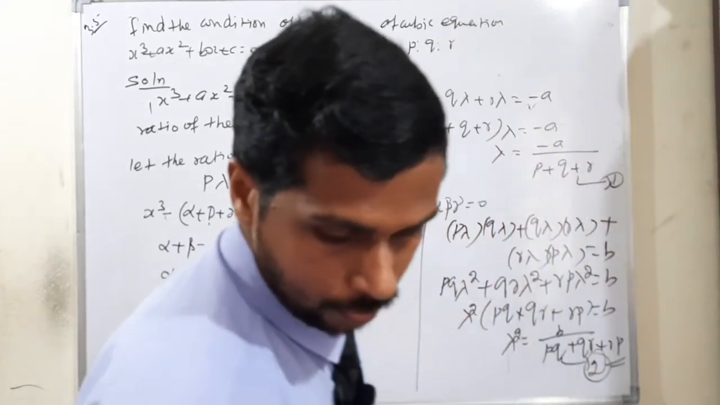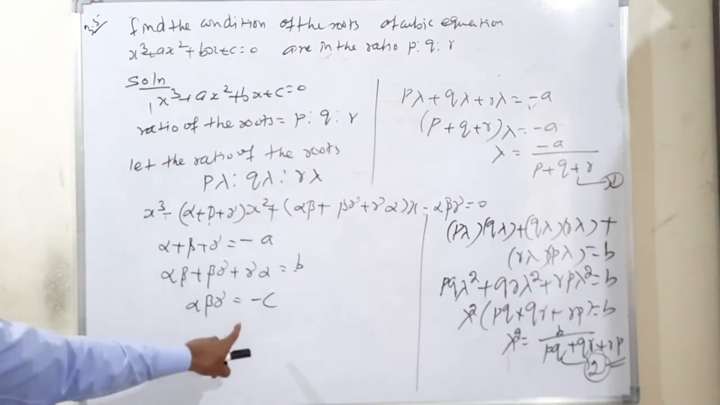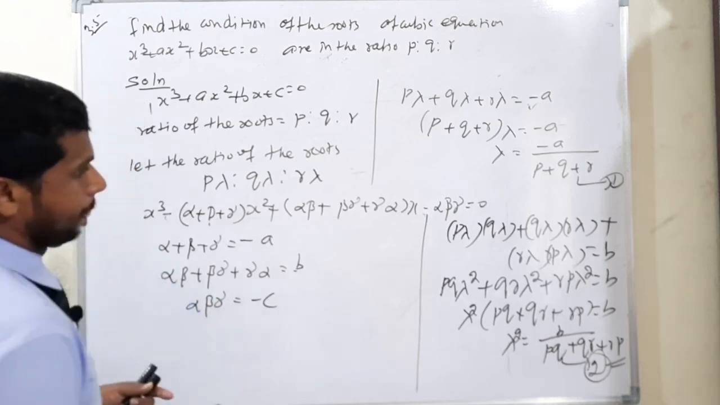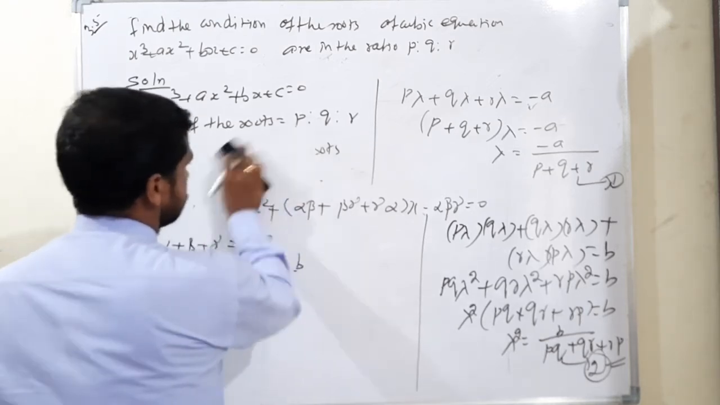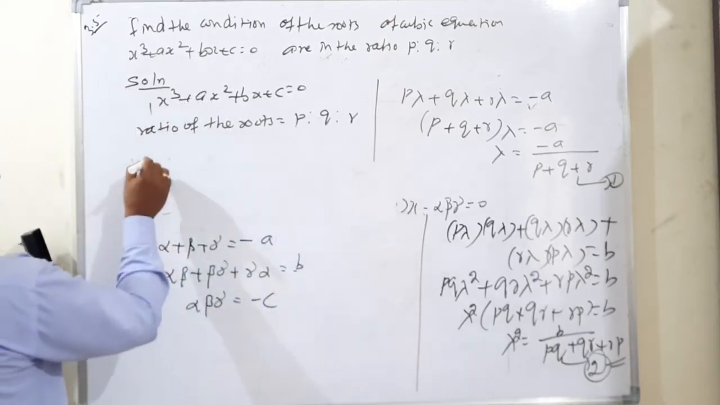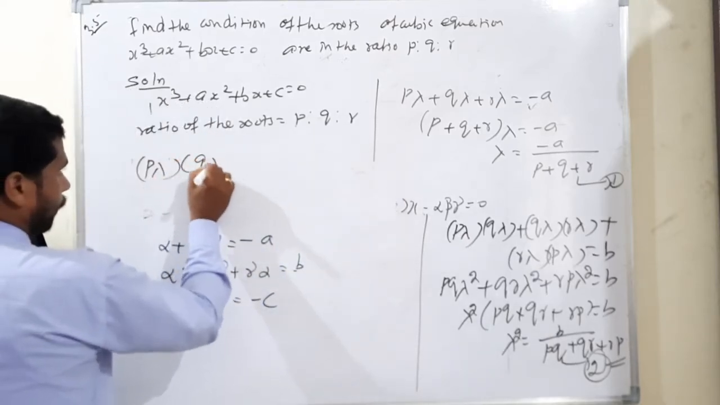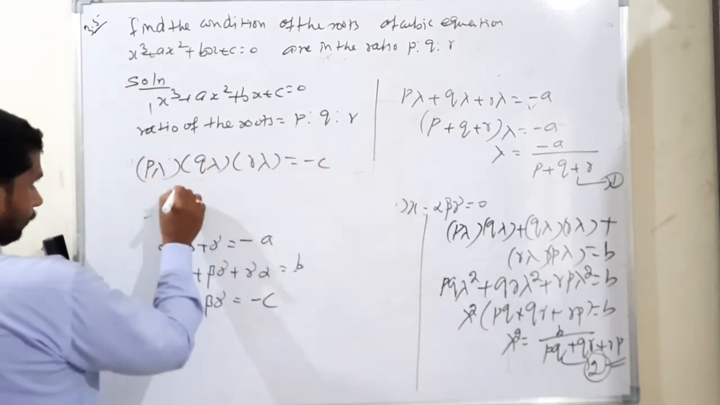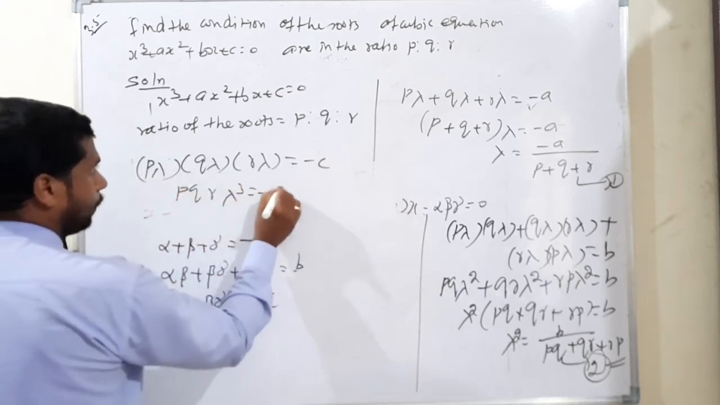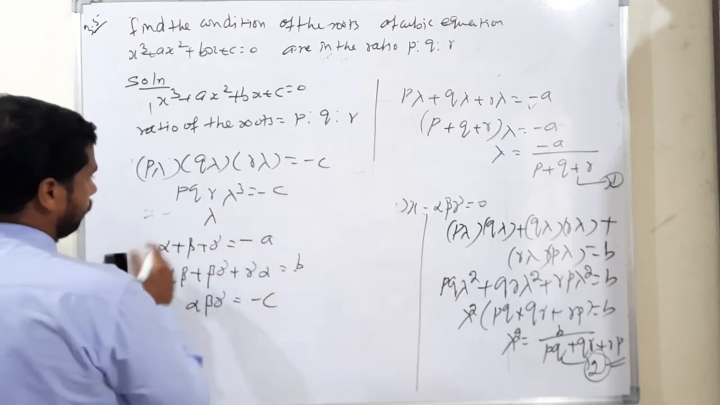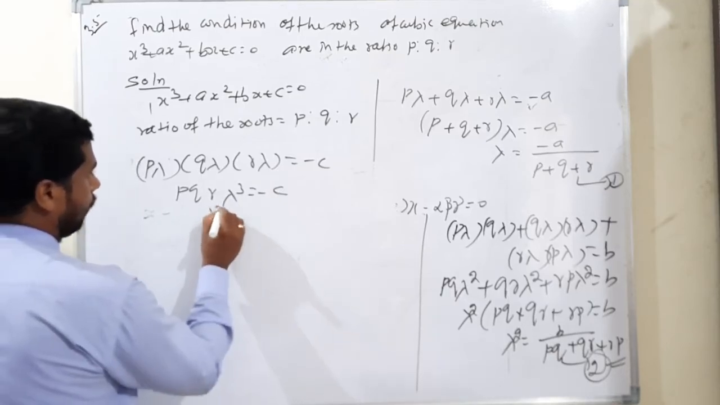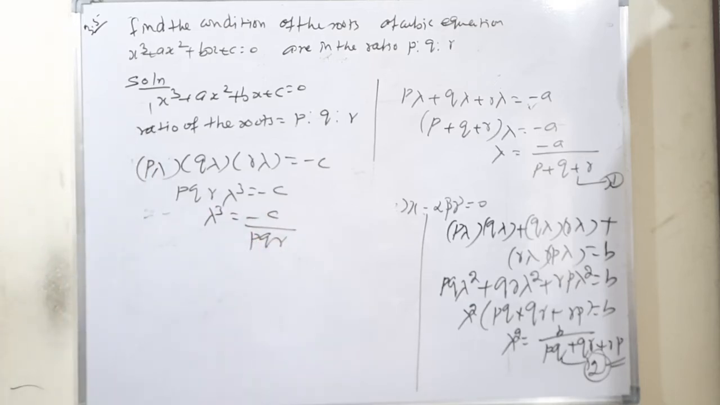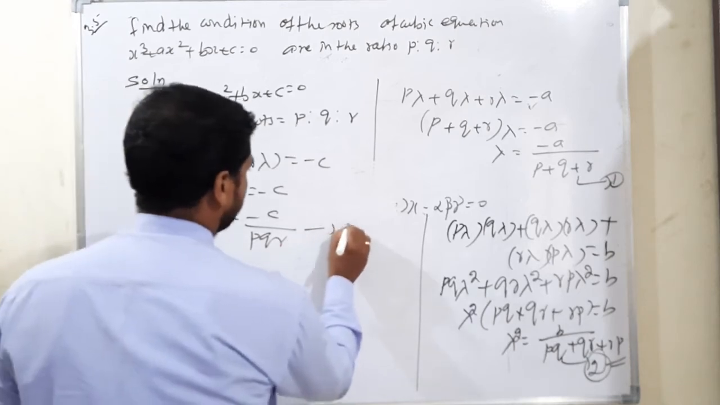Moving to the third equation, the product of the roots taken three at a time. p lambda into q lambda into r lambda is equal to minus c. So pqr into lambda cube is equal to minus c. Therefore, lambda cube is equal to minus c by pqr. This is equation number 3.